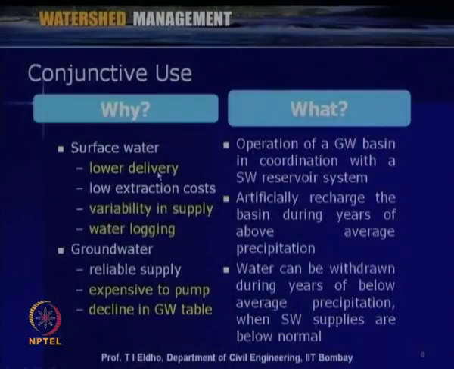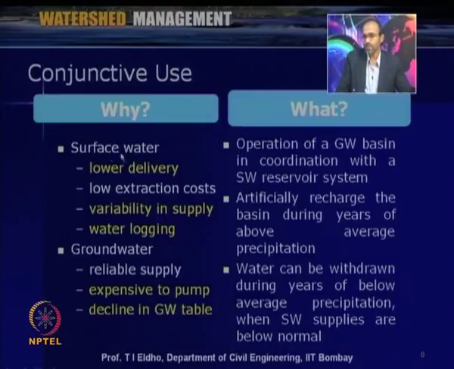Now, as far as conjunctive use is concerned, you may ask why we have to go for it. Some of the reasons are listed here. Conjunctive use means the conjunctive use of surface water and groundwater. Surface water we can easily get, with low delivery and low extraction cost; we can either pump it or get it under gravity. Then there is variability in supply. As we discussed, sometimes surface water supply will be there, and sometimes it may not be.